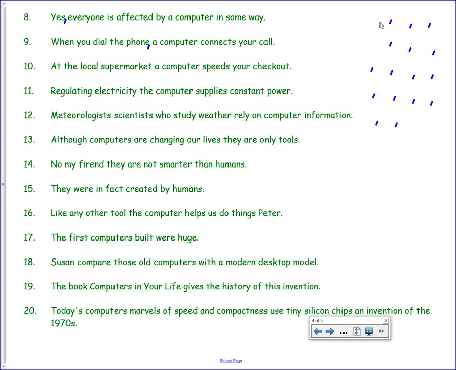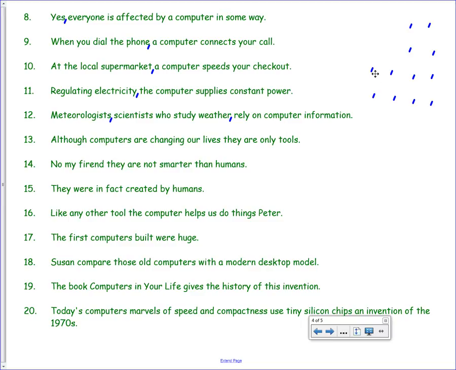At the local supermarket, comma, a computer speeds your checkout. A computer speeds your checkout can stand by itself. Regulating electricity, comma, the computer supplies constant power. After regulating electricity can be taken out, the computer supplies constant power makes sense. Meteorologists, comma, scientists who study the weather, comma, rely on computer information. I can take out scientists who study weather and meteorologists rely on computer information makes sense.